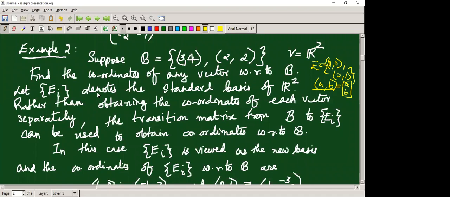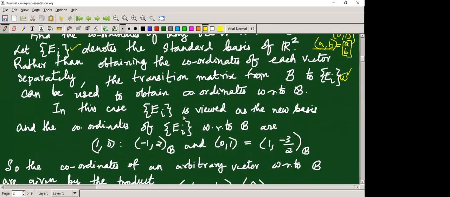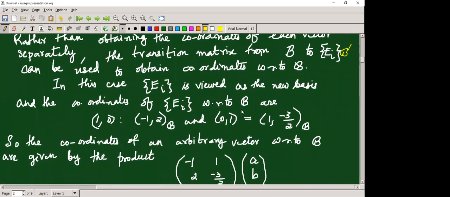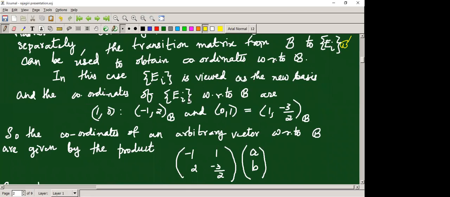Let E dash, that is (1, 0) and (0, 1), denote the standard basis of R2. So B is taken as the first basis. Rather than obtaining the coordinates of each vector separately, the transition matrix from B to E can be used to obtain coordinates with respect to B. In this case, E is viewed as the new or second basis, and we take the coordinates of E with respect to B.